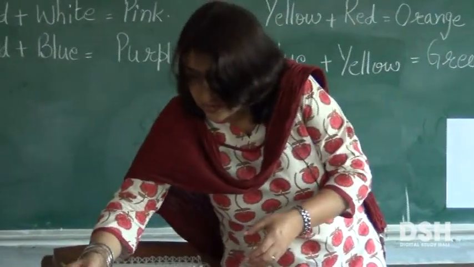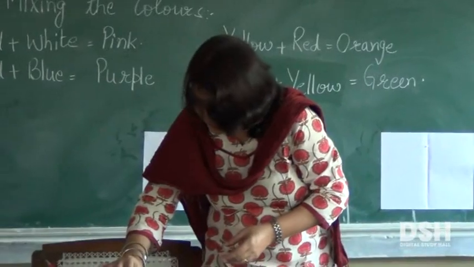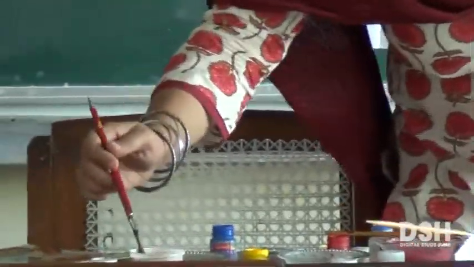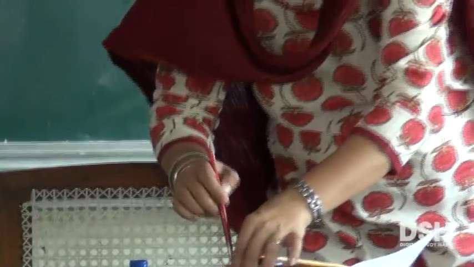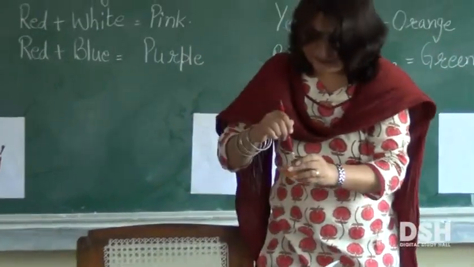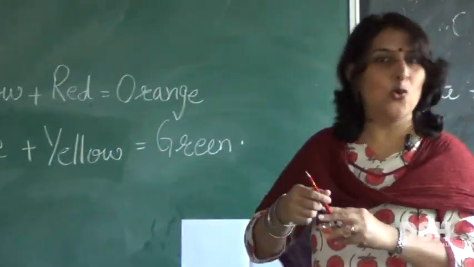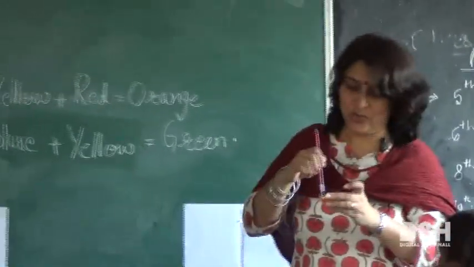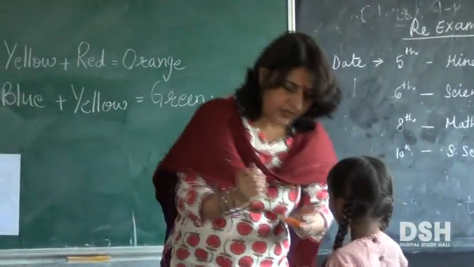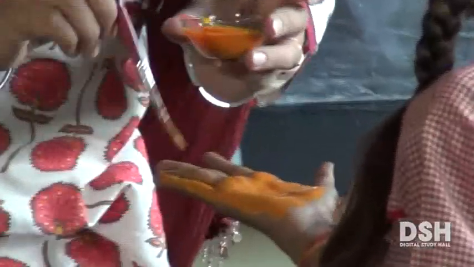This is, which is this color? Yellow. Okay, yellow. And now which color? Yellow and red. Okay. This is, which is this color? Orange. Yellow and red is orange. Who will come? Pooja will come. Okay. Pooja, show me your hand. Yay. Look at this color. This is a new color? This is orange? Yes, this is orange.